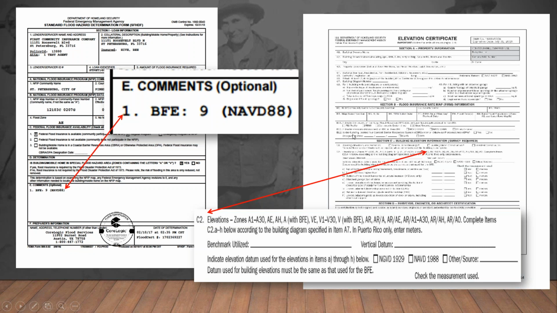Now, this is in section C, and this is based off an older elevation certificate. So if you can see in section C, it does ask you, indicate elevation datum used for the elevations in items A through H below, NGVD 29 or NAVD 88. The surveyor is supposed to mark which datum that section is in.